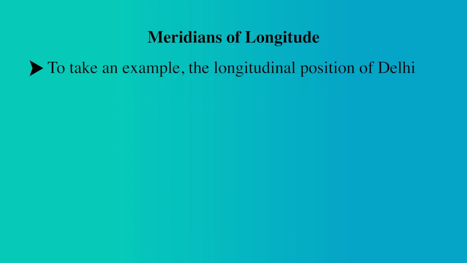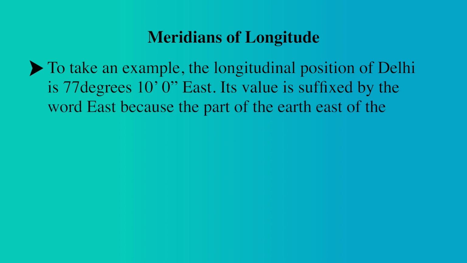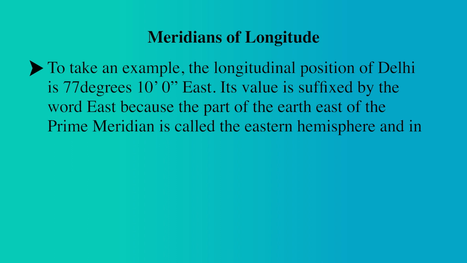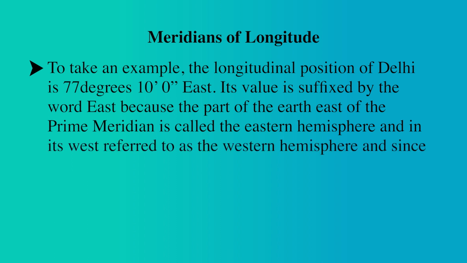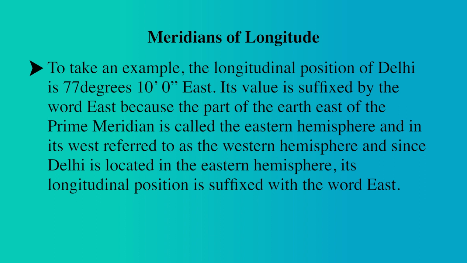To take an example, the longitudinal position of Delhi is 77 degrees 10 minutes 0 seconds east. Its value is suffixed by the word east because the part of the Earth east of the prime meridian is called the eastern hemisphere and that in its west is referred to as the western hemisphere. And since Delhi is located in the eastern hemisphere, its longitudinal position is suffixed with the word east.